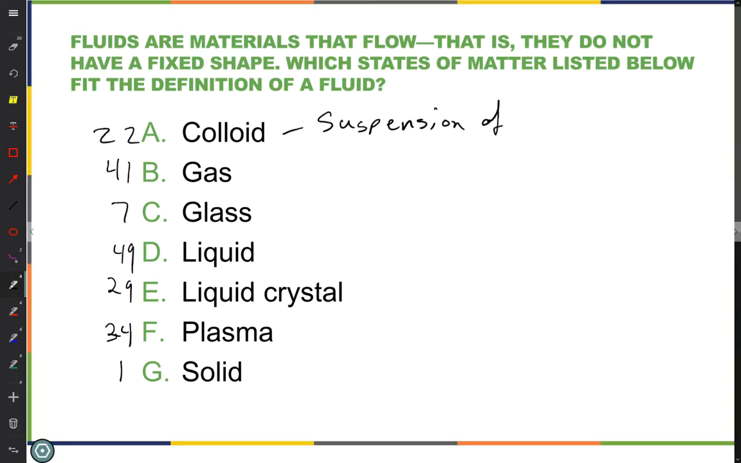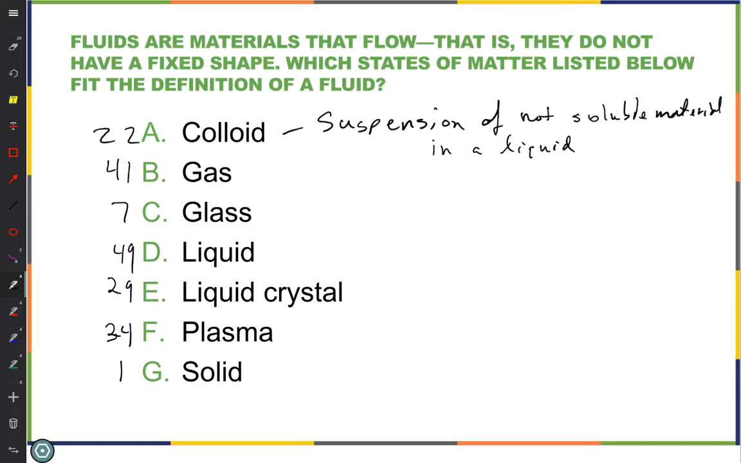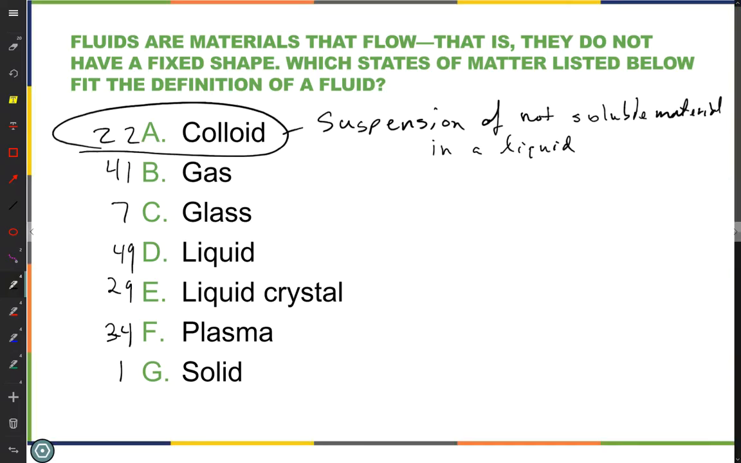of soluble material in a liquid. So example, remember milk was an example of a colloid. So all you really have to do to answer this is say, well, do I consider milk a fluid? If it's a fluid, it flows, so I can pour it. Can I pour milk? Yes. So that was a correct answer because you can pour it.